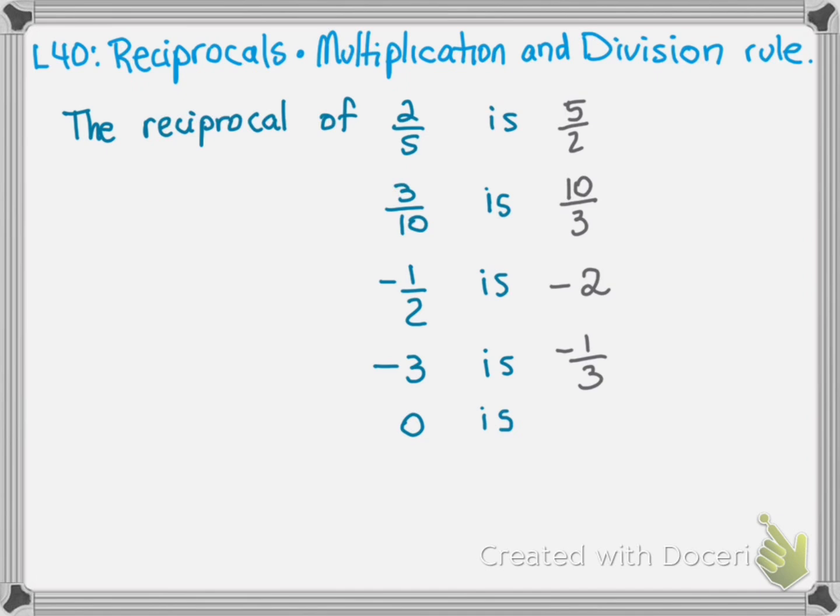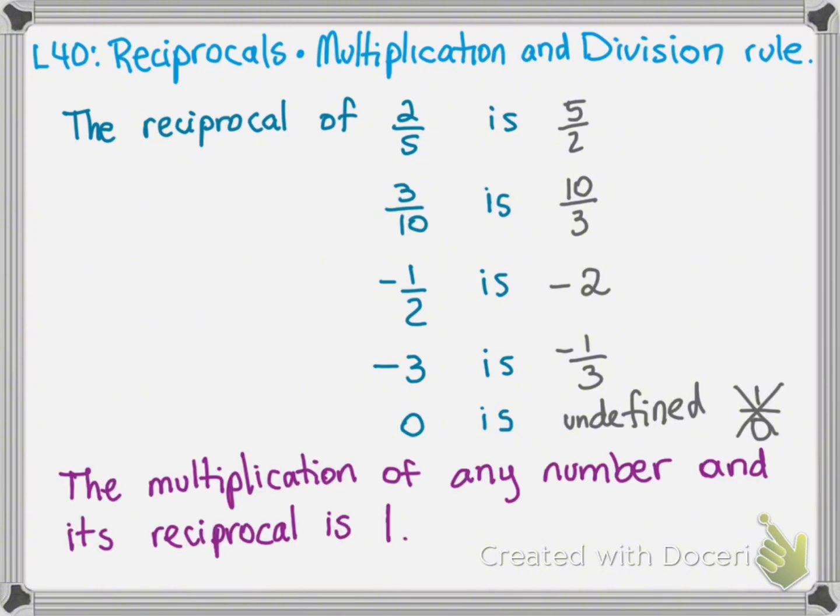Now for 0, if they ask for the reciprocal of 0, 0 does not have a reciprocal because it's undefined. If I put 0 in the denominator, the number would be undefined. Now it's important to know that the multiplication of any number and its reciprocal is 1. For example, if I multiply 1/3 times 3, the answer is 1. And that happens with any pair of a number and its reciprocal.